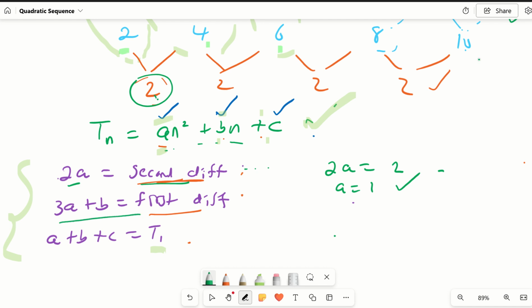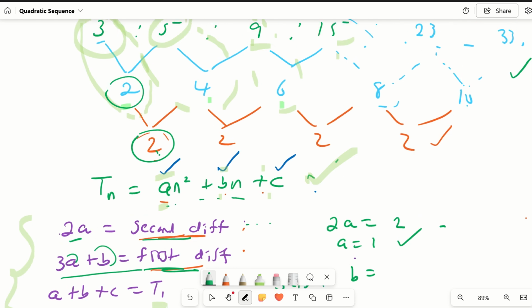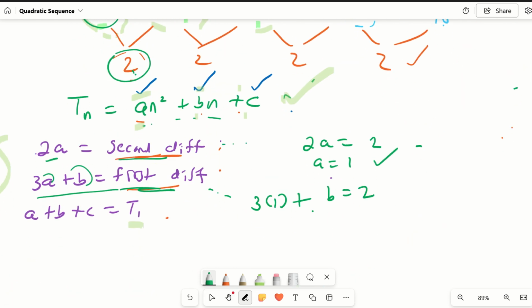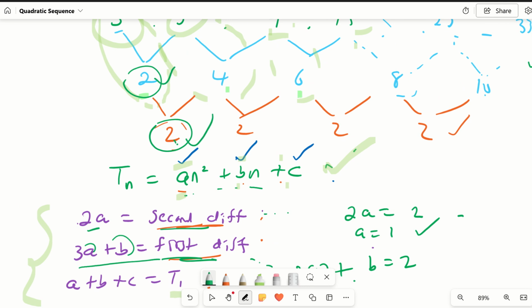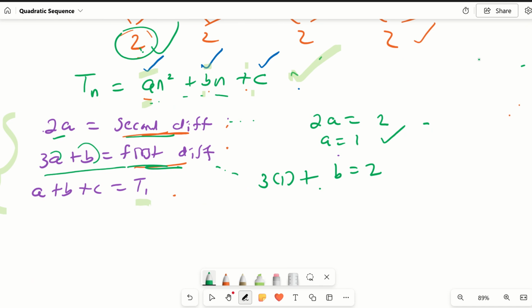That is A. How do we find B? We're going to use the second formula. We're going to go 3. We substitute our A. We find it to be 1. Plus B is what we're looking for. First difference, as I said, is the first number on the first line of differences. In this case, 2. It is just a coincidence that these two are the same and that they are 2. Okay, so we've got 3 plus B equal to 2. Take the 3 to the other side, it becomes a negative. Therefore, our B will be equal to minus 1.